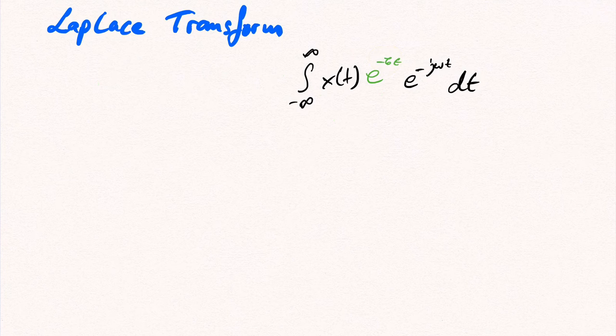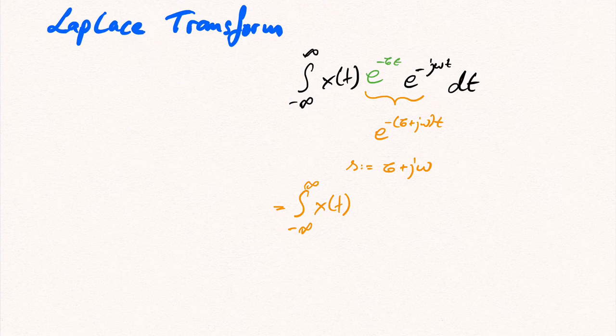But we can also express this slightly differently. Instead of combining the exponential decay e to the minus sigma t with the original signal, we can combine it with the other exponential function to get e to the minus sigma plus j omega times t. Then, if we define a new variable s, which is equal to sigma plus j omega, this is equal to the integral between minus infinity and infinity of our original signal x of t times e to the minus st dt. This is defined as the Laplace transform of the signal x of t, for which we often use the notation capital X of s.